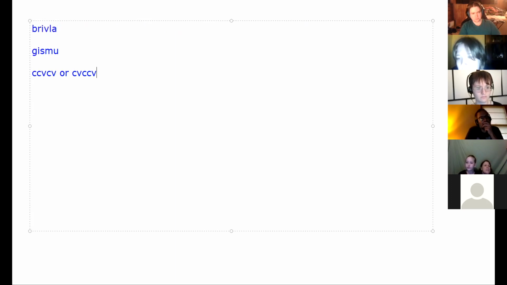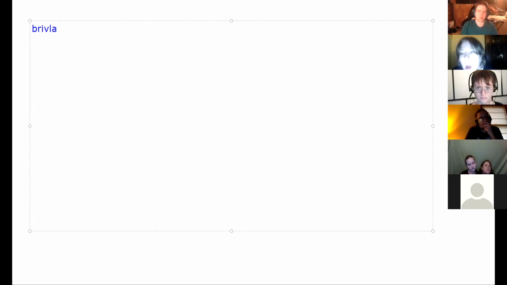And so gismu are basically root words. They express a core concept, like prenu is x1 is a person, or we already went over klama. They're basically core words, and they try to be as culturally neutral as possible.